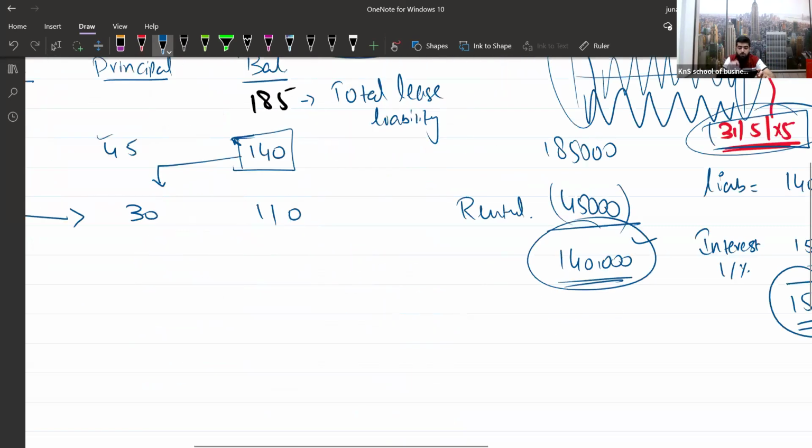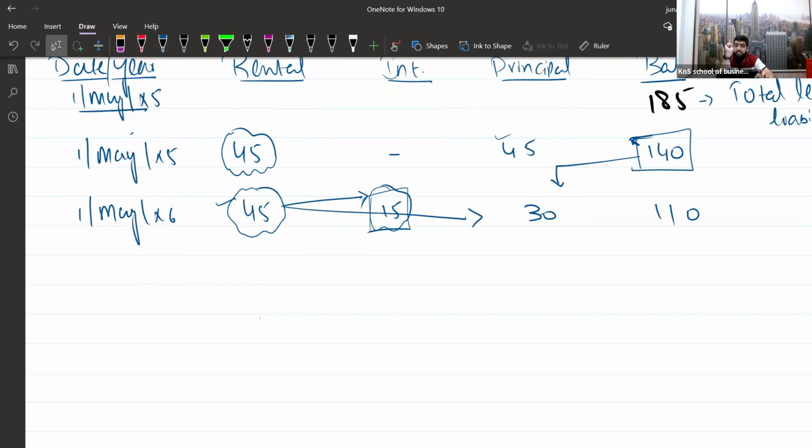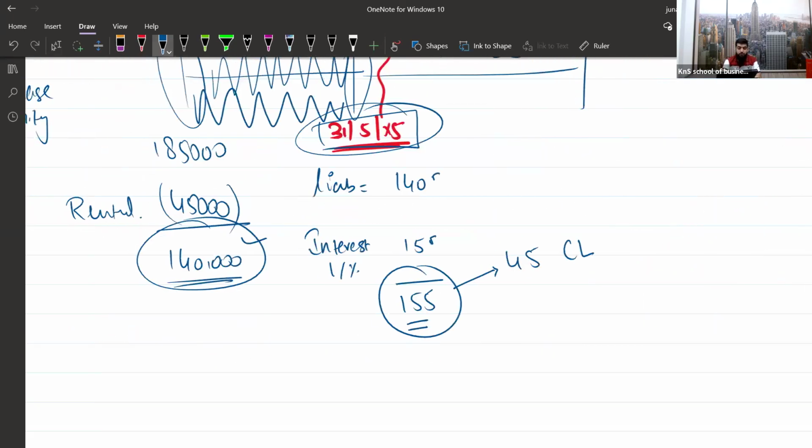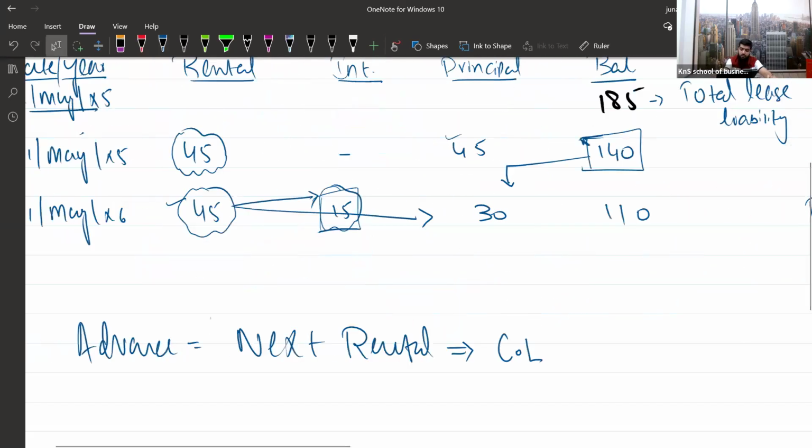In short, let me give you a tic tac for this one. In case of the advance, please mark my words, always remember the next rental is going to be the current liability. I repeat, in case of the advance, the next rental is going to be the current liability. Yes. Out of 155, 45 is going to be the current liability. The remaining, 155 minus 45, that is 110, is going to be the long-term liability. Here we go. Just look at the table.